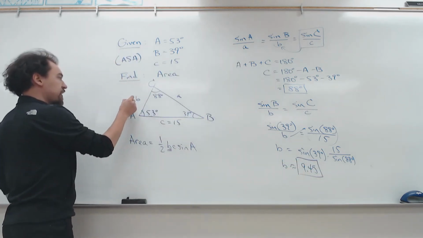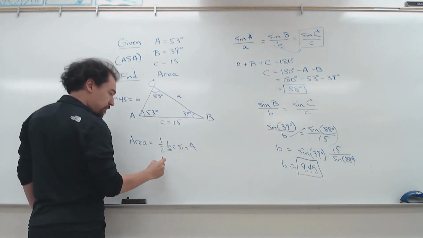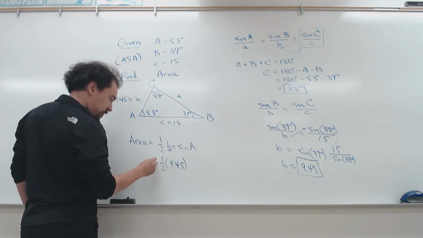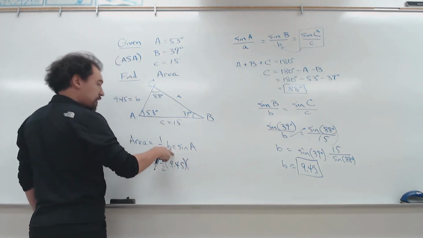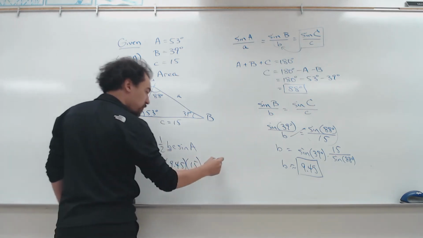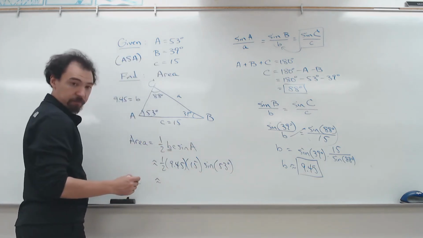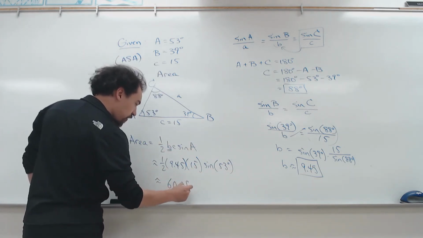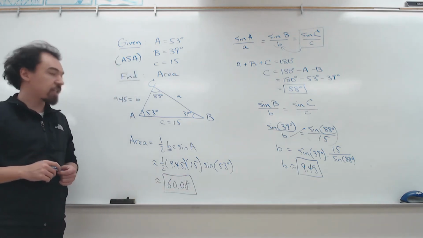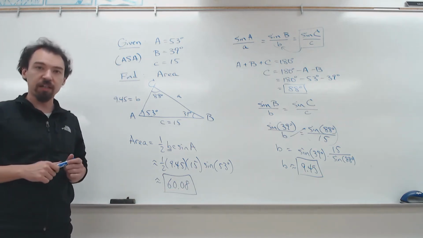Now that we have this side length, the piece we were missing, we simply have to fill this out. 1/2 times 9.45. I should put approximately since we have a rounded quantity. Times c, which is given to be 15. And then sine of angle A, which was 53 degrees. And I can punch this into a calculator, and I get my area to be 60.08 square units. And there we have it. So even if we're not given side angle side at the beginning, if we can solve the triangle, we can always get the side angle side information we need.